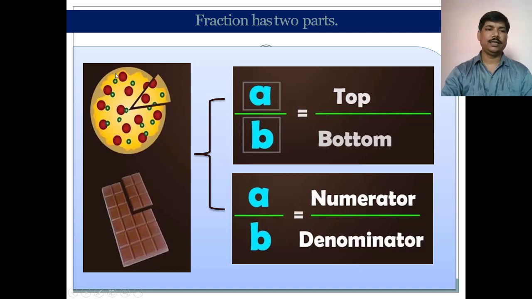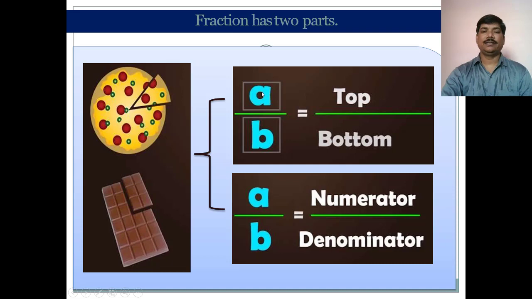As you are seeing here, this whole pizza is cut and a part is removed from it. So this removed part is the fraction of the whole pizza. So how can you identify a fraction? A fraction has two parts by which we represent the fraction.